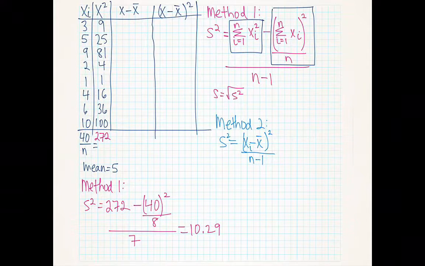So when we plug in, we plug in 3 minus 5 equals minus 2. 5 minus 5 equals 0. 9 minus 5 equals 4. And so you can continue this down, so you would get minus 3, minus 4, minus 1, let's see.